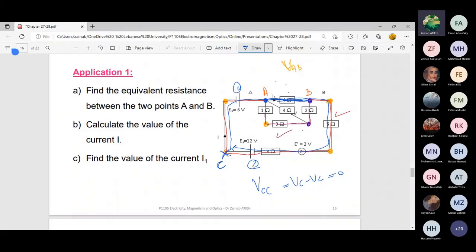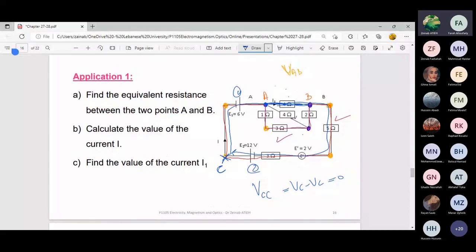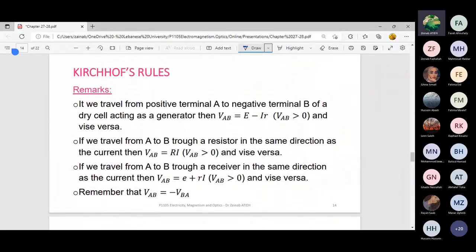They are very easy to solve. Once I solve one example, they will be clear right away. So don't worry. Okay, so this is the second law of Kirchhoff. But I will teach you the things that are important.